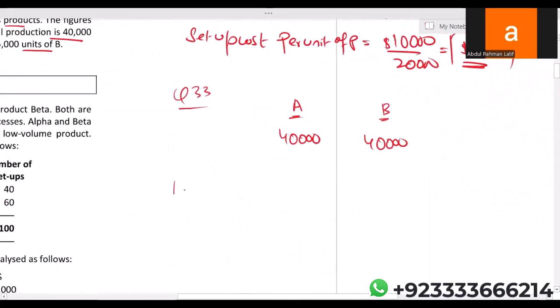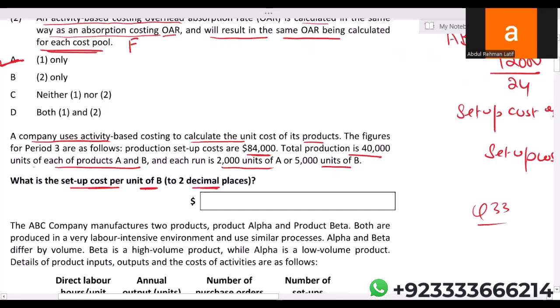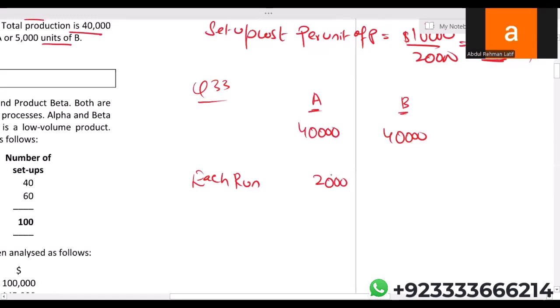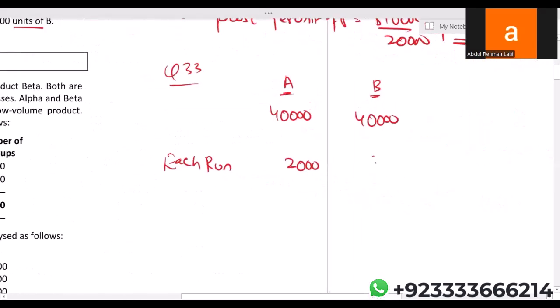In each run of product A, we produce 2,000 units. In case of B, 5,000. After every run, actually, you have to bear the setup cost. So 40,000 divided by 2,000, I'm getting 20, and 40 divided by 5, I'll get 8. So the total number of setups, they are 28.